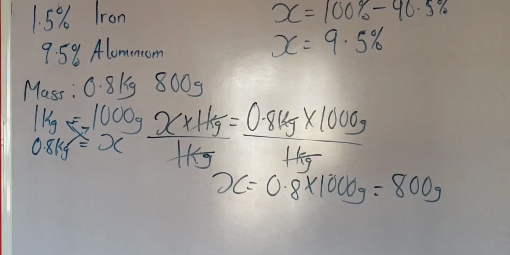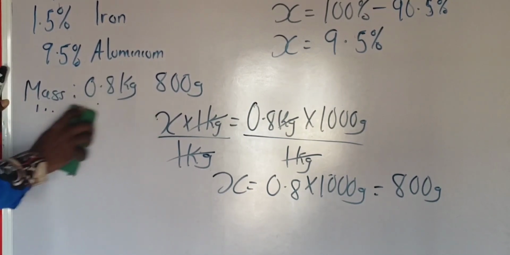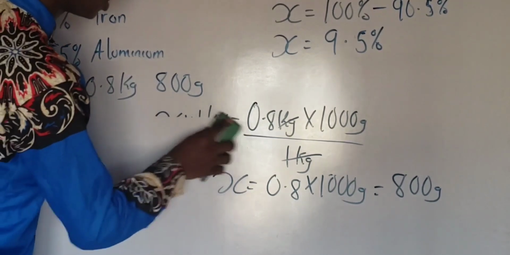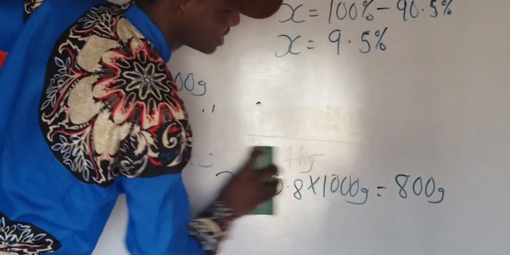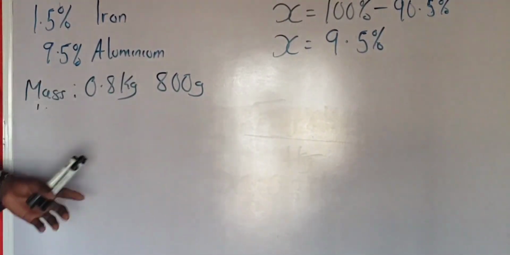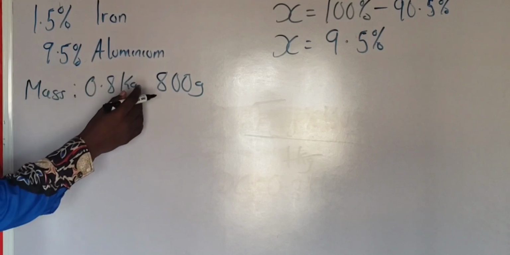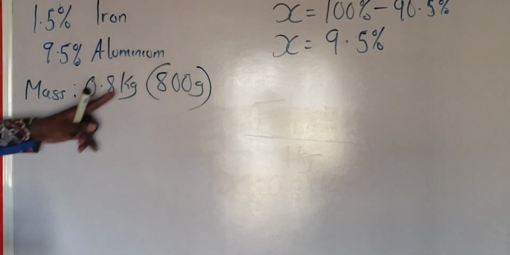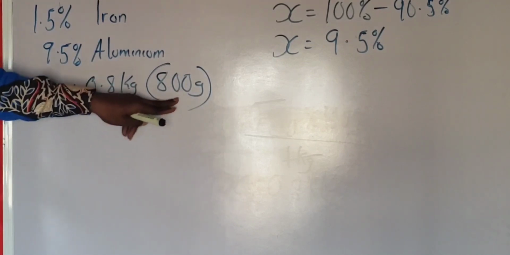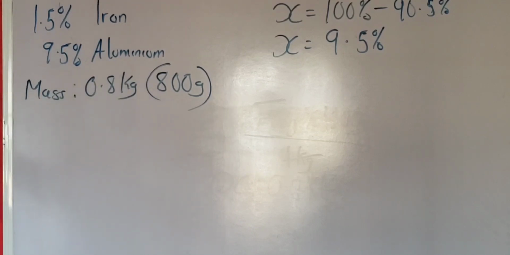So we have converted 0.8 kilogram to gram by multiplying it by 1000. I just showed you the process, so you can easily convert any quantity in kilogram to gram by multiplying such quantity by 1000. Do you understand? So 0.8 kilogram is 800 in gram. Now, what are we asked to determine?